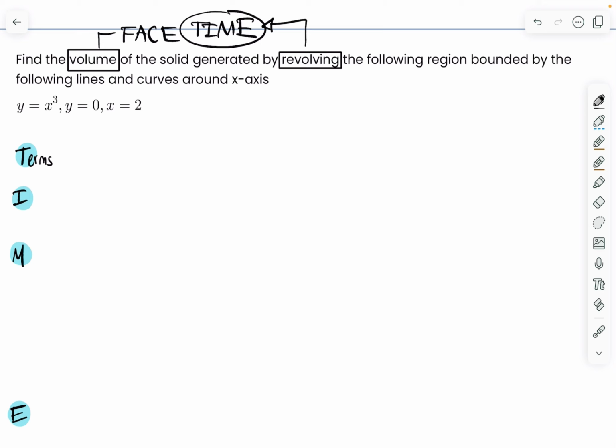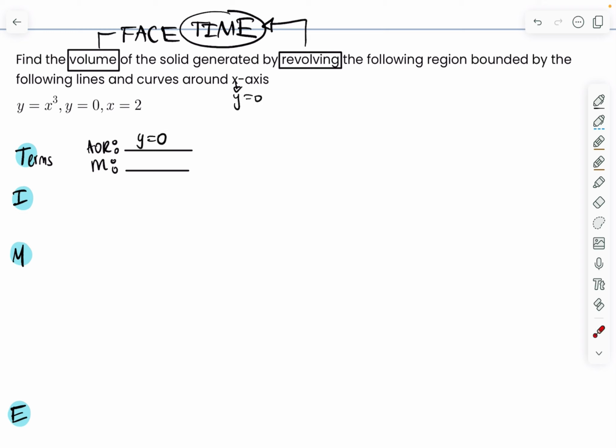Is it going to be in terms of x? Is it going to be in terms of y? This depends on two things: the axis of rotation and the method that you're using. The axis of rotation is always given to you. It is the x-axis. In order for this to work, you have to always put your axis of rotation in equation form. So x-axis is really y is equal to 0.